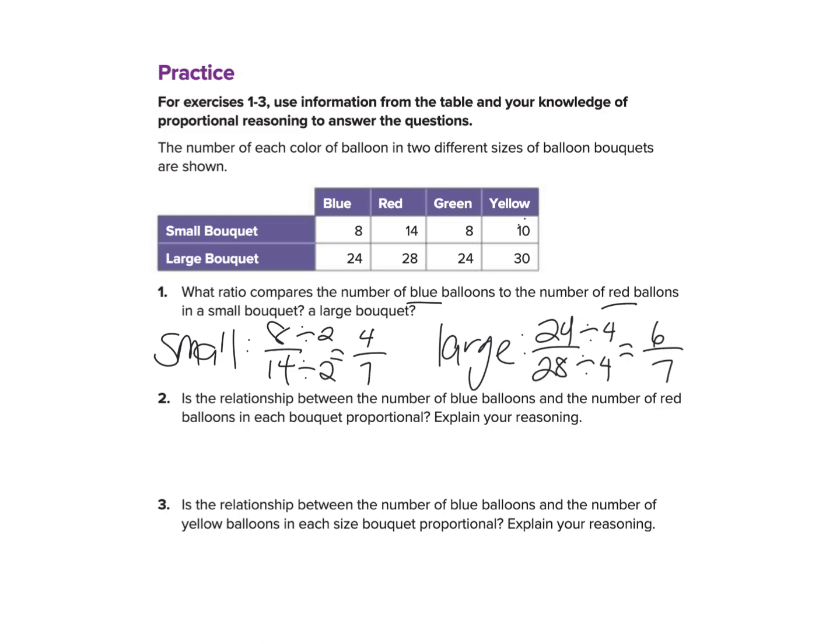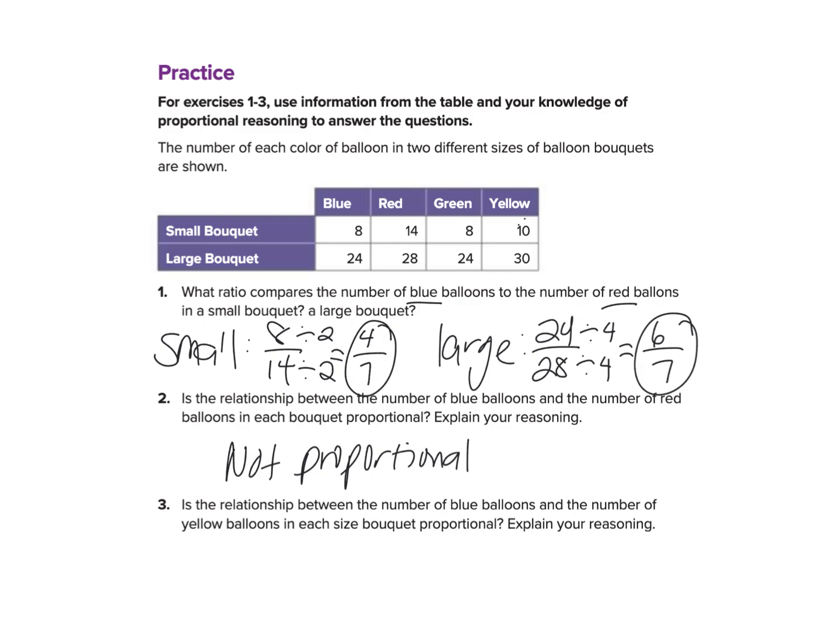In order for the relationship to be proportional, we need to look at the ratios and see if they are the same. Here we had a ratio for the small bouquet of 4/7, and then for the large bouquet, 6/7. Because they have different fractions or different ratios, these are not proportional. Make sure you add a little explanation there. Again, we said it is not proportional because those ratios are not the same or not equivalent.